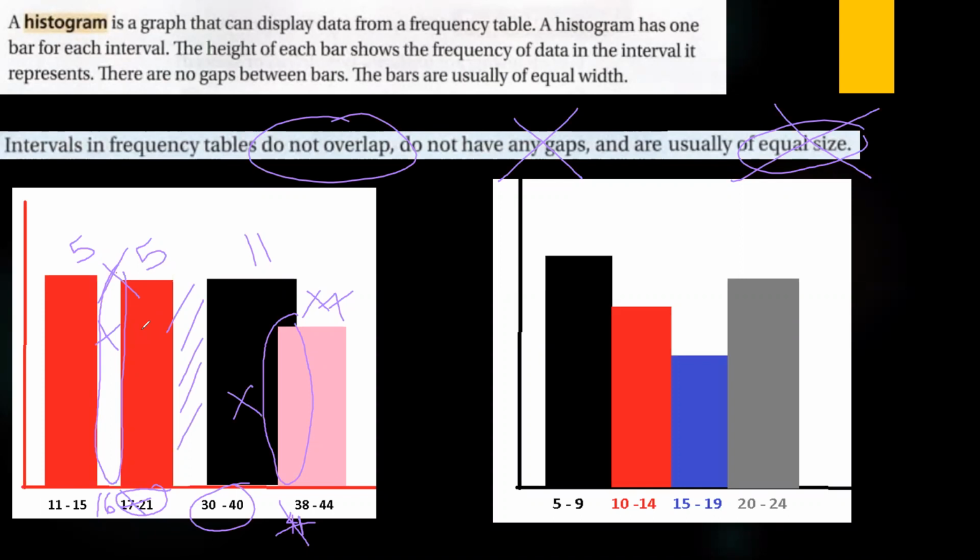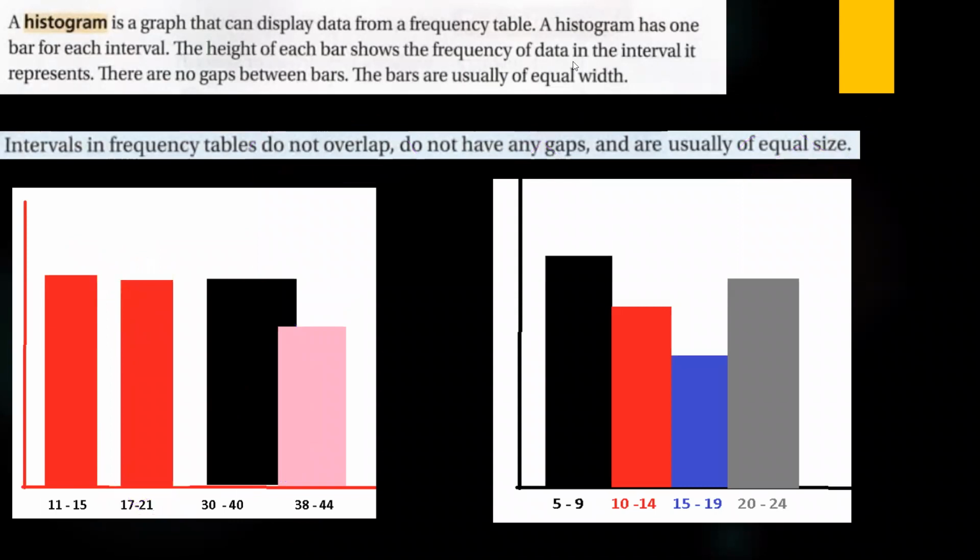Now look at the second histogram here. This is correct. Here, the intervals are 5 to 9, 10 to 14, 15 to 19, 20 to 24. The length of each interval is 5. So they have an equal size.